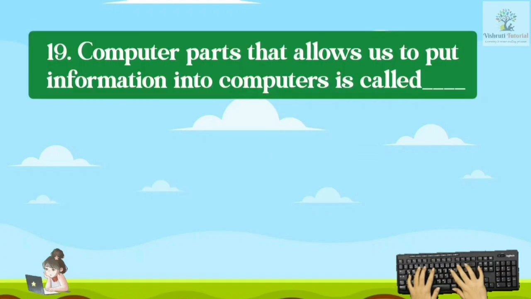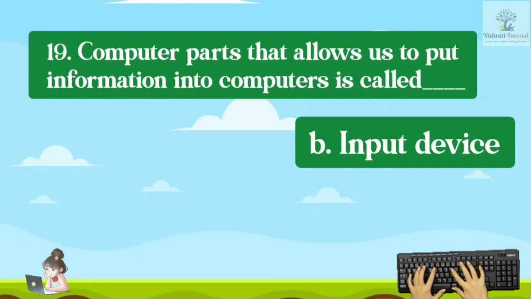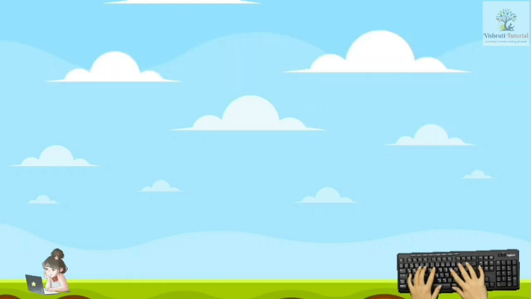Question number 19. A computer part that allows us to put information into computers is called dash. Options: A. Output device, B. Input device, C. CPU, D. Software. And the correct answer is input device. A computer part that allows us to put information into computers is called an input device.